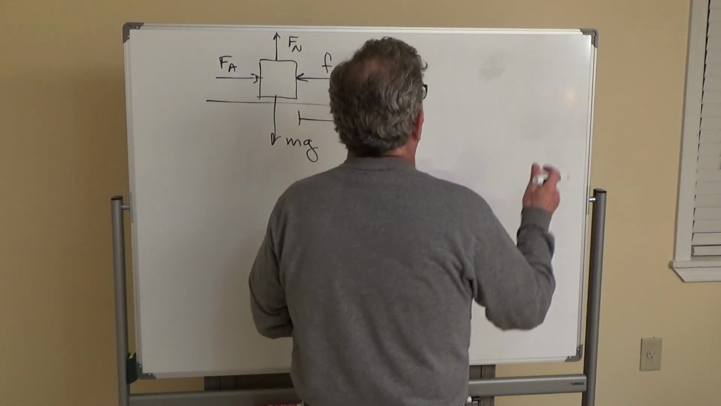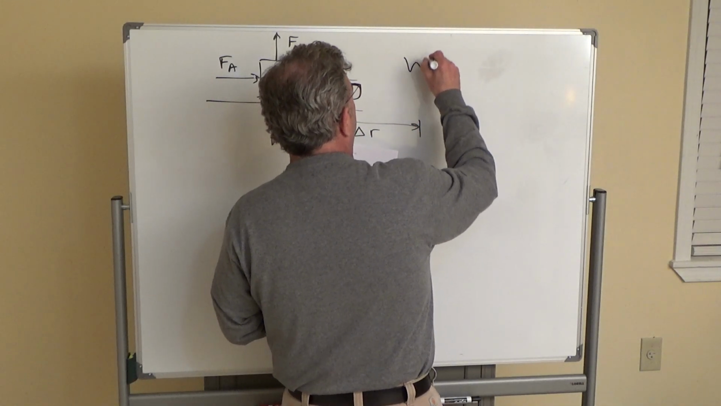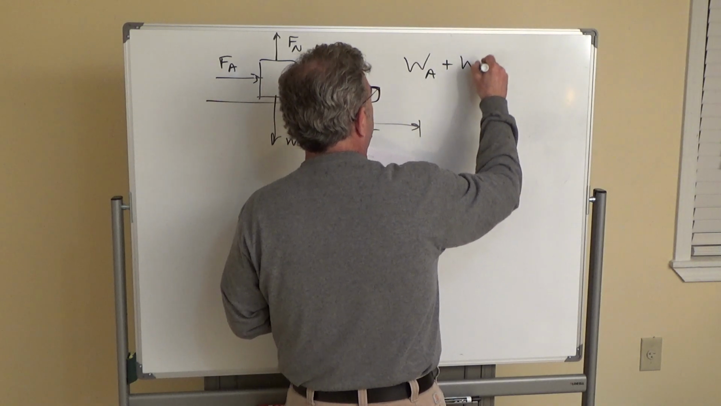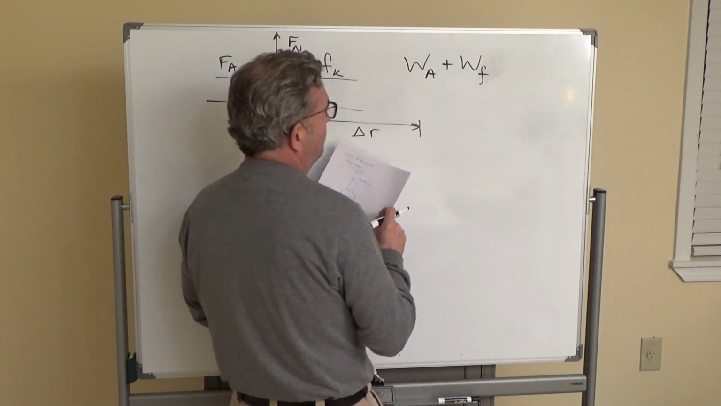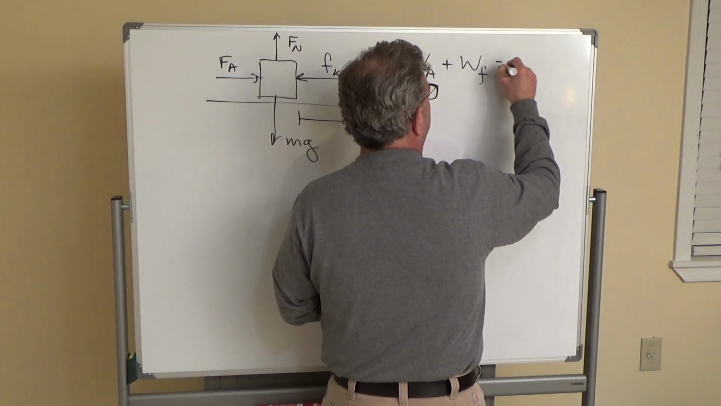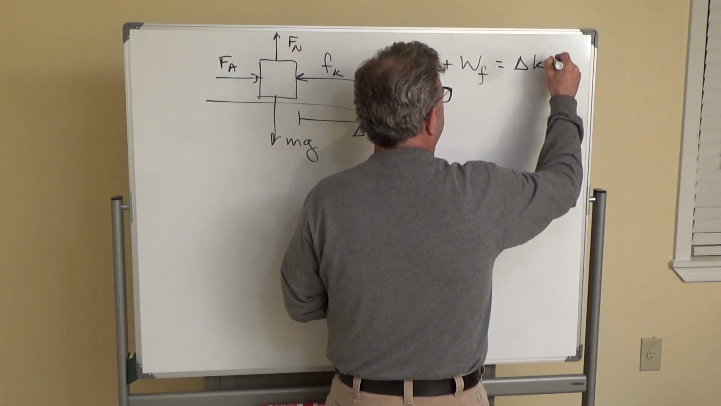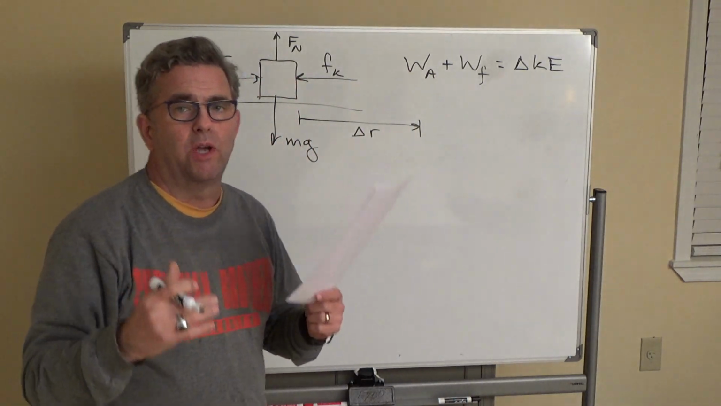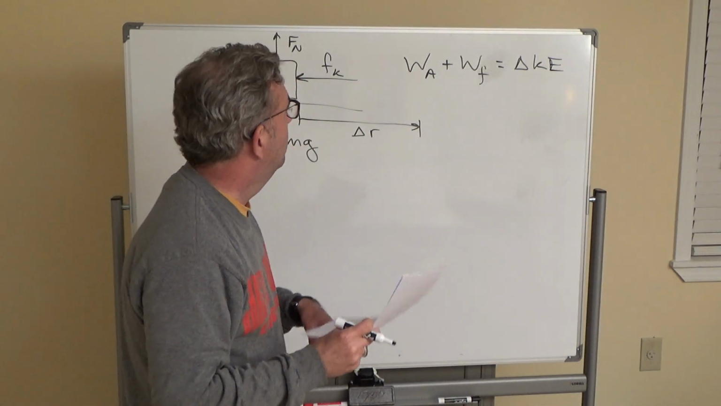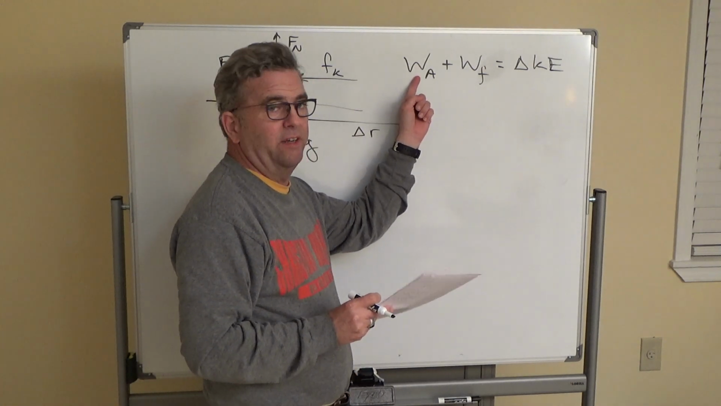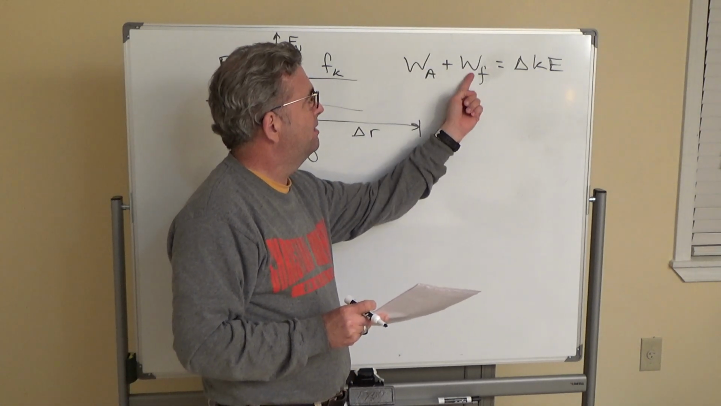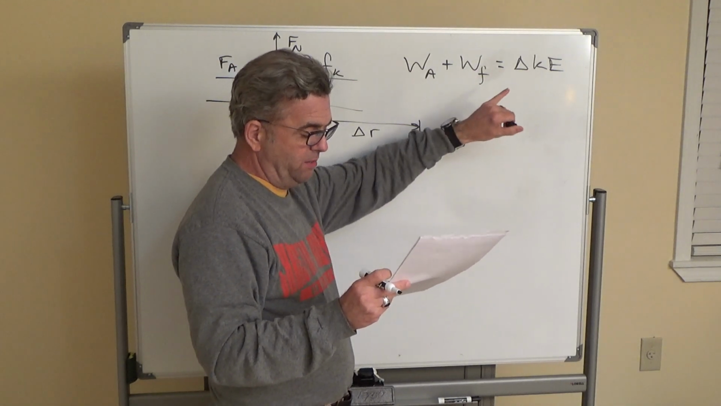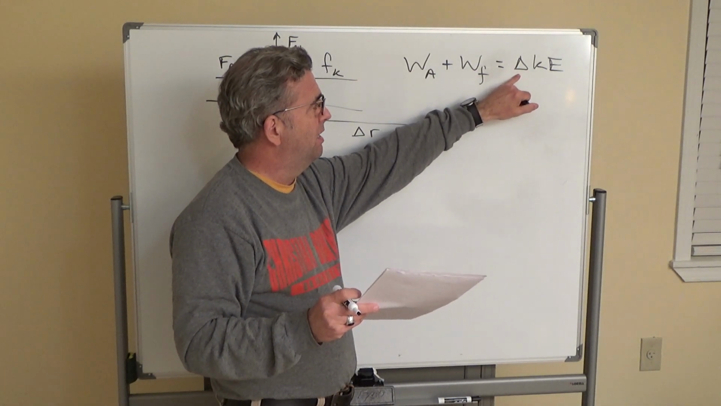Okay? The net work done on the object is the work done by the applied force plus the work done by that friction force, and that equals the change in kinetic energy. This is what we keep doing over and over and over again. This is a positive amount of work. This is a negative amount of work. Okay? You can calculate the change in kinetic energy.